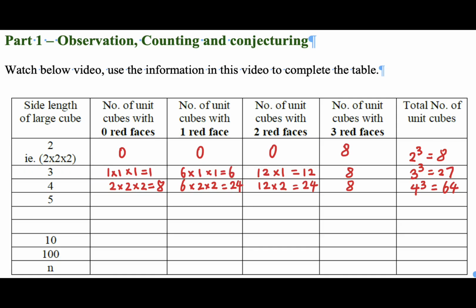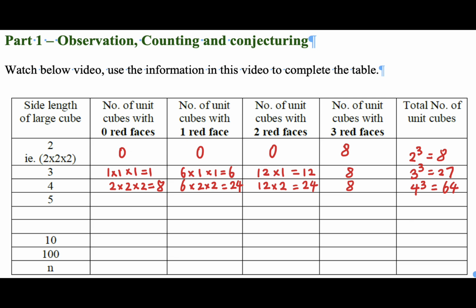Now, could you please copy the data in the table we have so far obtained? Then use the pattern to work out the red faces for the side length of 5. Then 2 of your chosen side lengths. Then 10, 100, and finally, you need to develop a formula to find the number of faces for an unknown variable n.